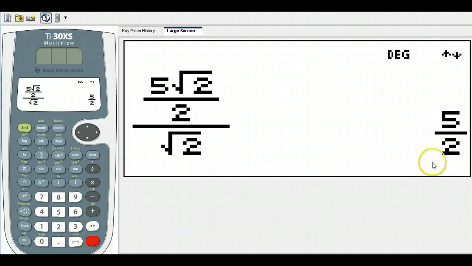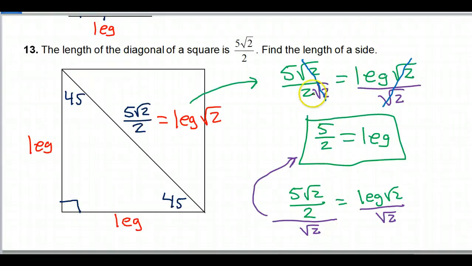Boom! 5 over 2. Okay, so even if you don't know my special tricks that allow you to do this just in your head, you always have your handy dandy TI-30 XS MultiView to help you out. Alright, that's the end of the lesson.